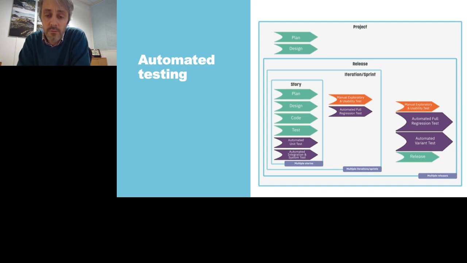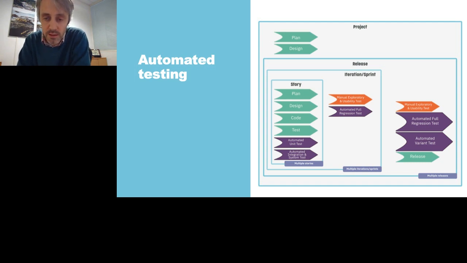At the sprint layer, again, we can now be doing full regression tests because we've got all that automation. And the manual testers are freed up to do stuff that humans add more value doing. So exploratory testing, usability testing. There may be still some manual testing, but what we aim for is a majority of automated testing.